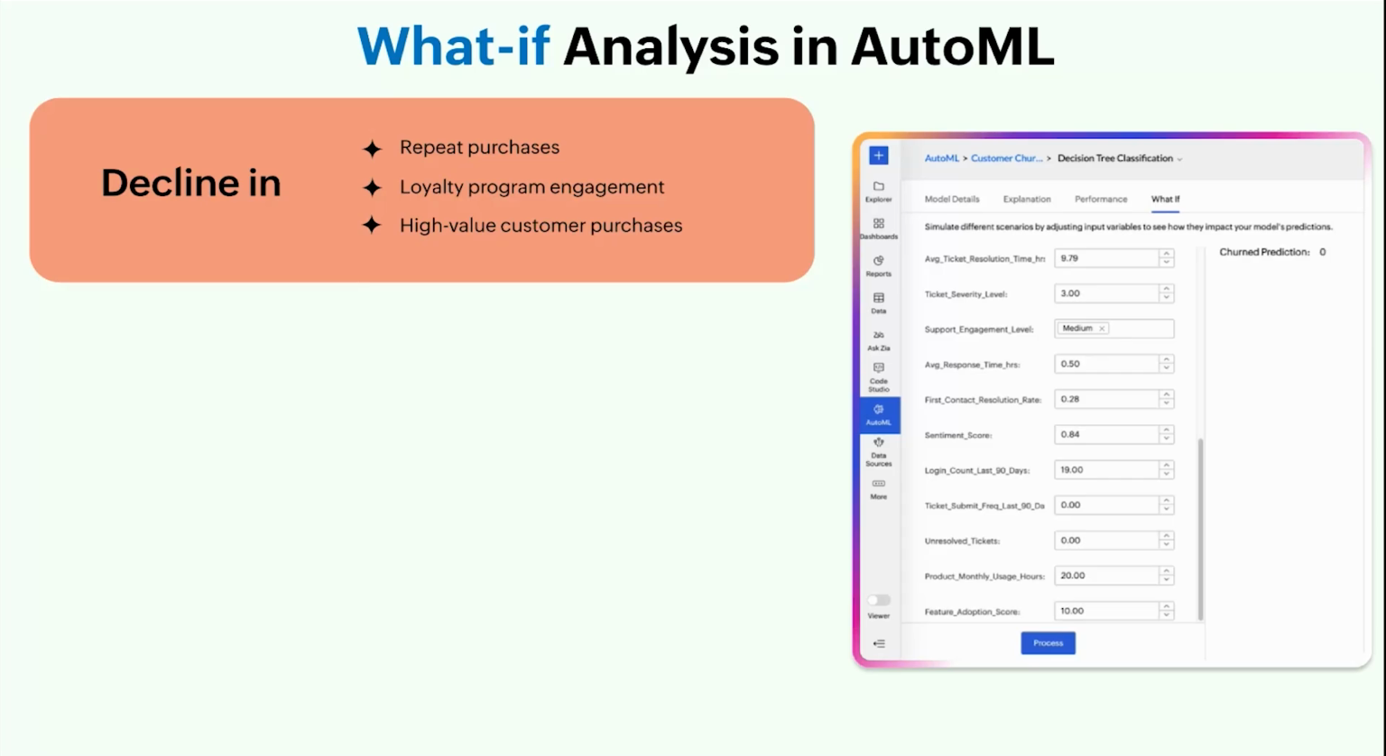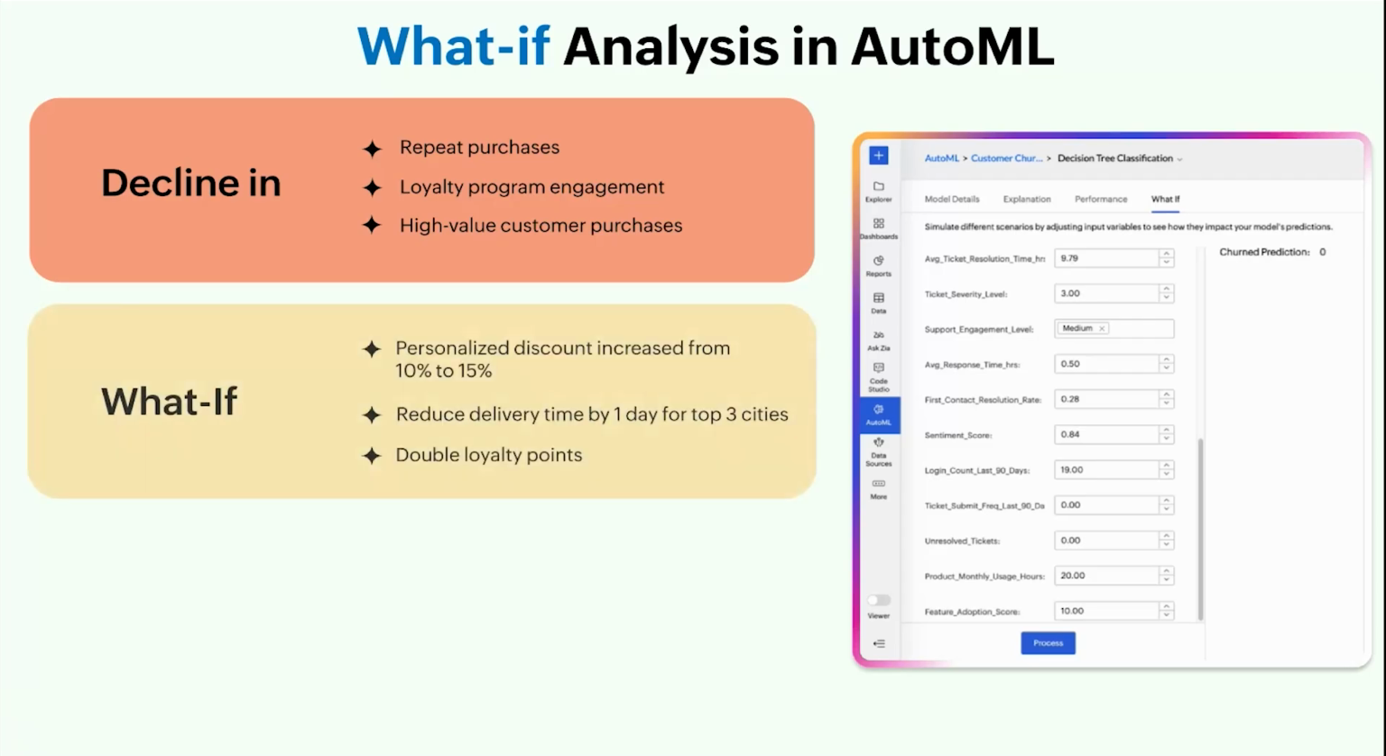Now they want to understand how they can simulate the scenario, why this is happening, and what can be done to solve this problem. So what's the solution? This is where we bring in the what-if analysis. Finepick Retail can bring the complete data into Zoho Analytics, bring it to the AutoML machine learning model, and apply the what-if analysis. With that, they can identify the key influencing factors for customer churn and make changes in those key influencing factors.